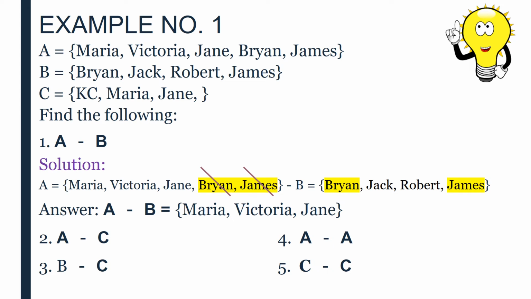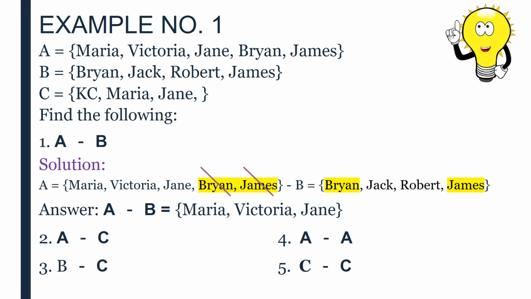So, kung makikita natin, kinancel natin si Brian at si James sa set A kasi nga, dyan natin kukunin yung ating sagot at tatanggalin natin yung kapareho sa pangalawang set, which is yung set B. Okay? So, yung matitira dyan, yun yung magiging sagot natin. So, yung natira po sa ating given ay si Maria, Victoria, and Jane. For number 2, set A minus set C.